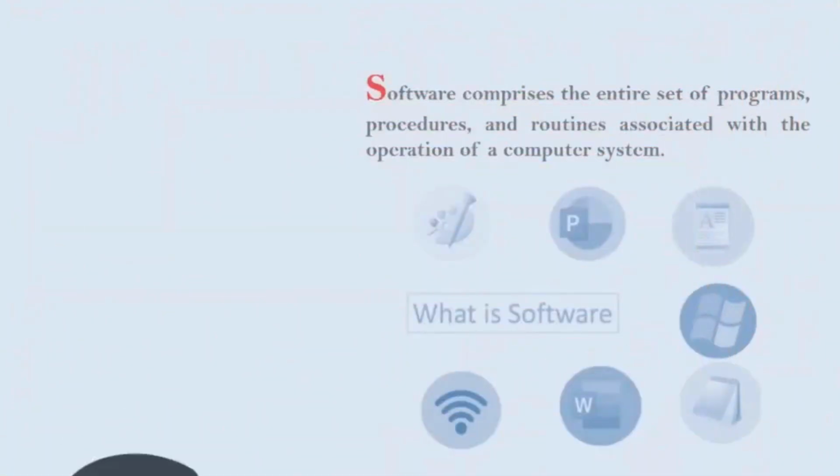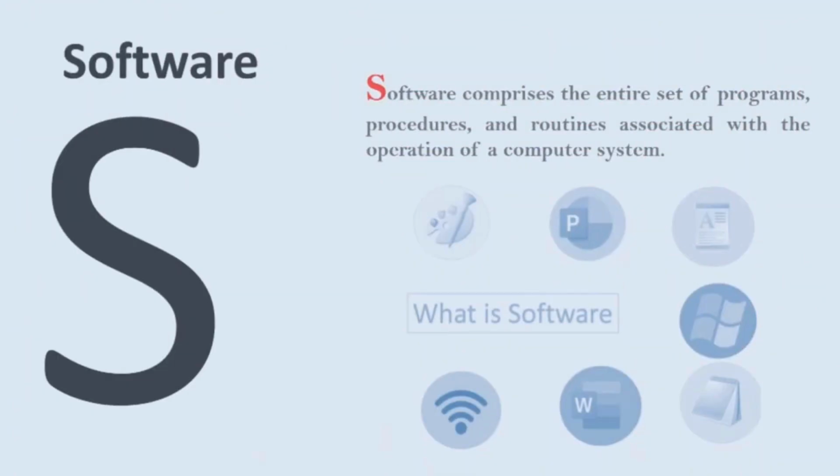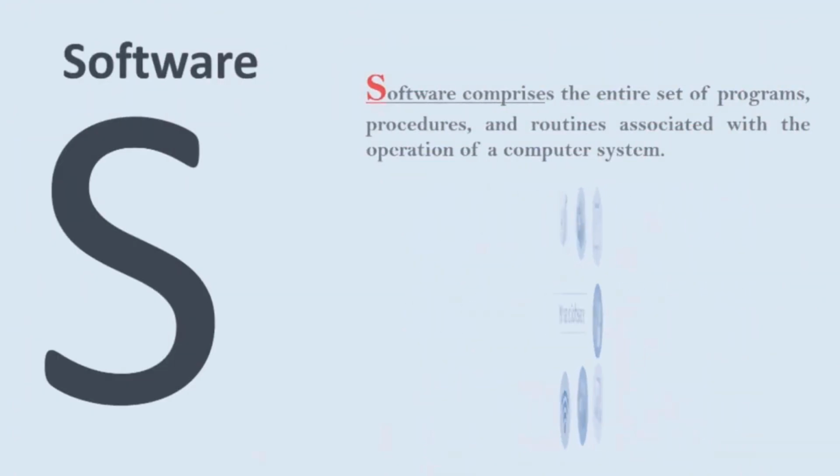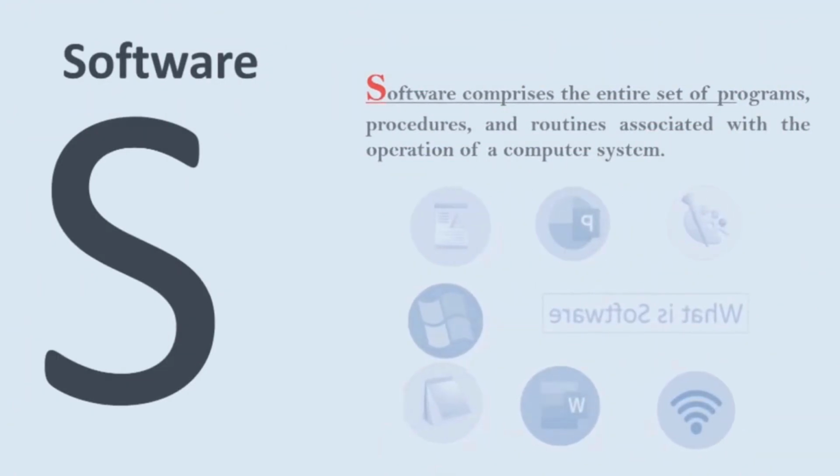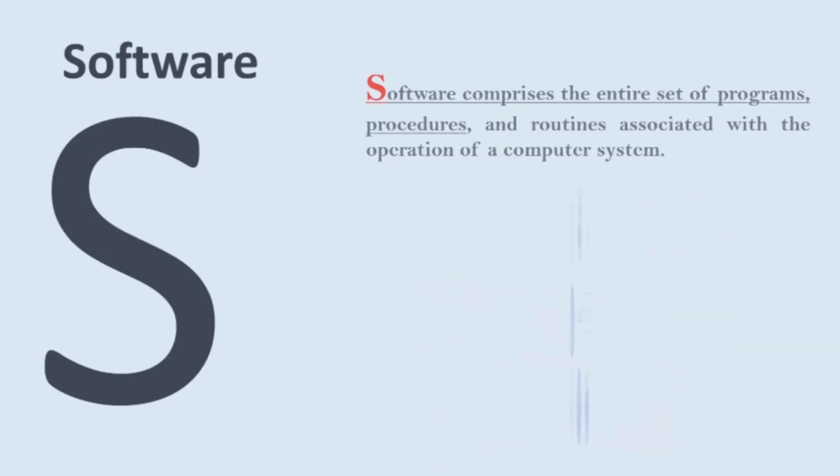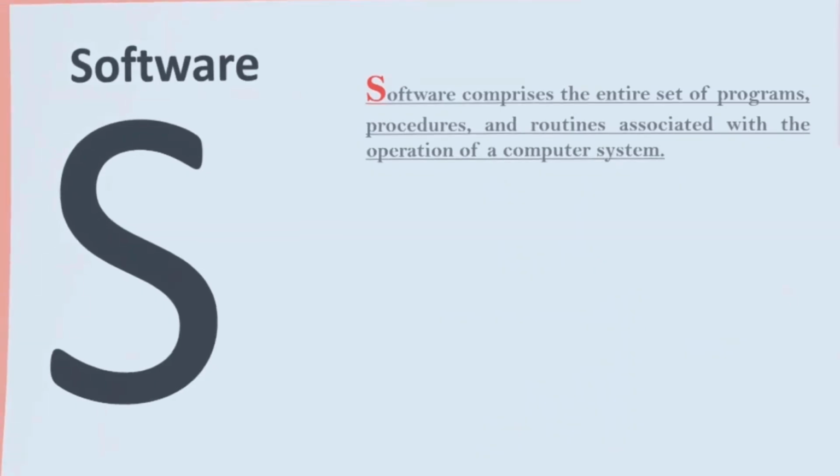The alphabet S. This stands for software. Software is a collection of instructions or programs that tell a computer or electronic device exactly what to do. Unlike physical hardware, software is intangible. It acts as the digital brain that bridges the gap between human needs and machine capabilities.